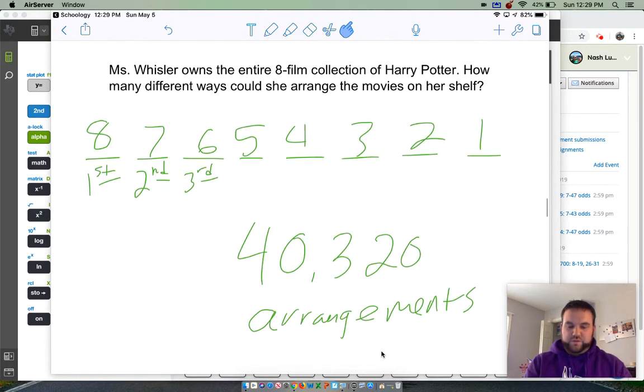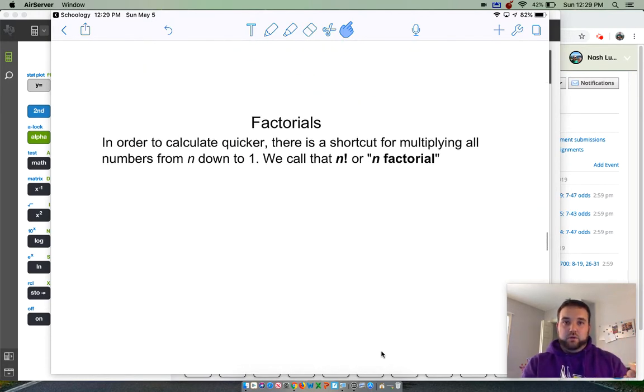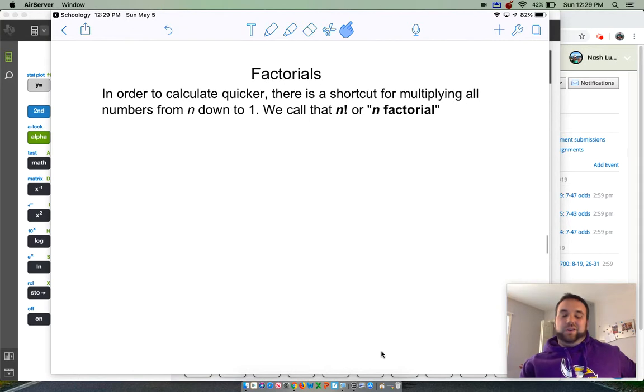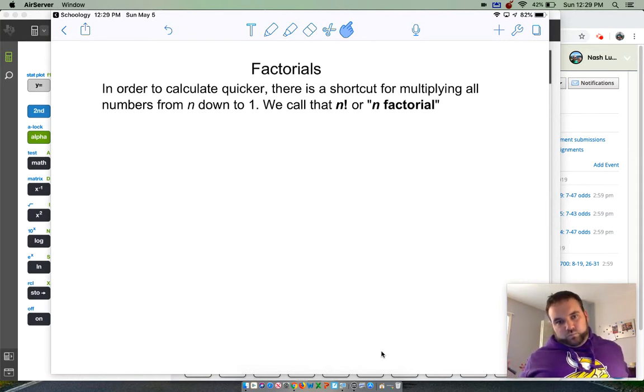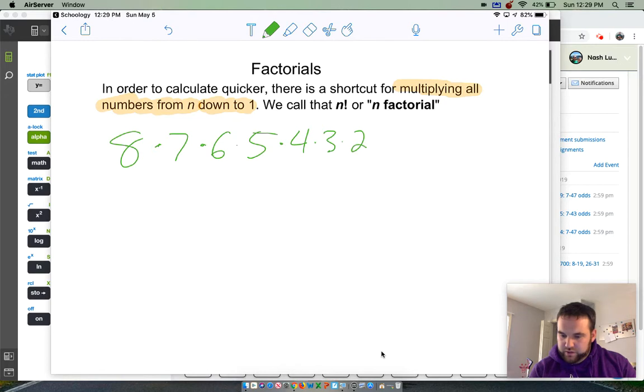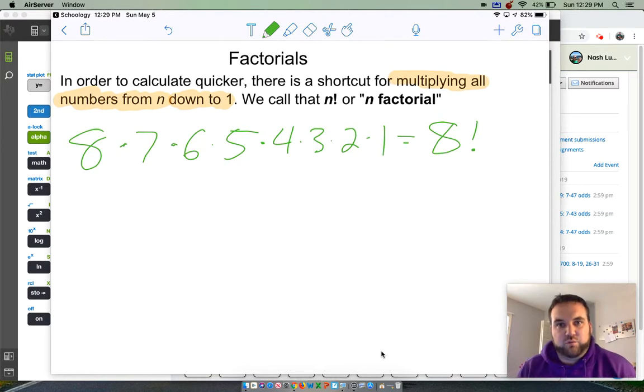So 40,320 arrangements. If you are multiplying every number down to 1 in order, so like there we did 8, 7, 6, 5, 4, 3, 2, 1, that's what's called a factorial. And a factorial in math means that you are multiplying all numbers from some number n down to 1. So for instance, that calculation we just did could be written shorter as 8 factorial. And we use the exclamation point in math to mean a factorial. So that's another way to write it.